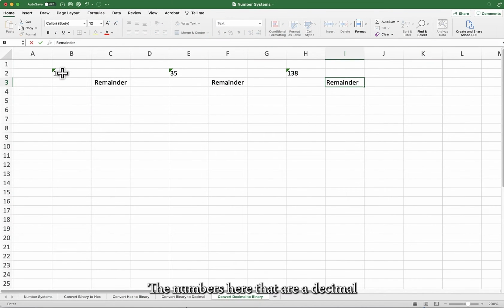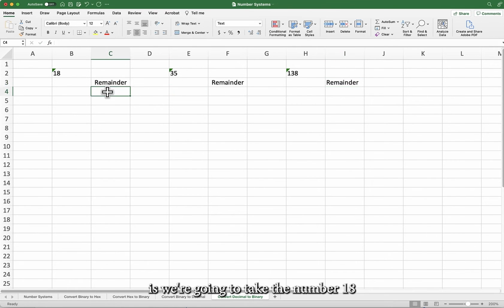Three numbers here that are in decimal, and we're going to convert them to binary. The process to convert from decimal to binary is we're going to take the number 18 to start with, and we're going to divide it by 2 and put the remainder in the column that says remainder. So 18 divided by 2 is 9, remainder 0.